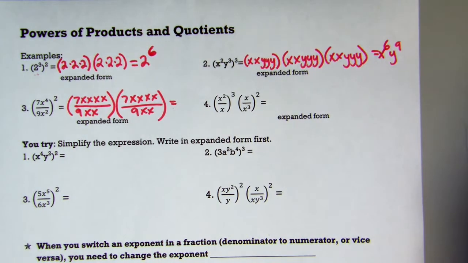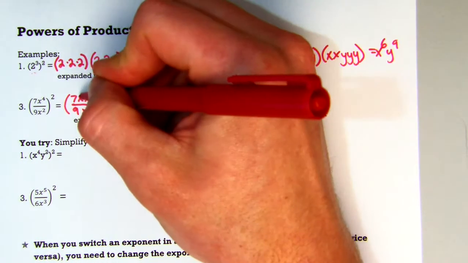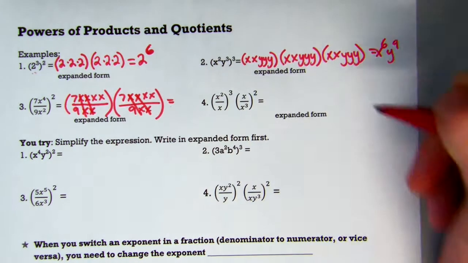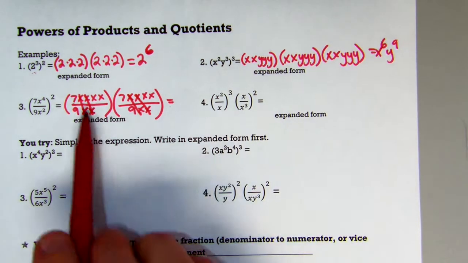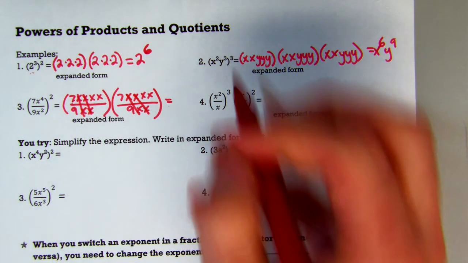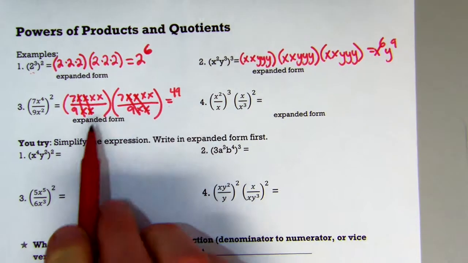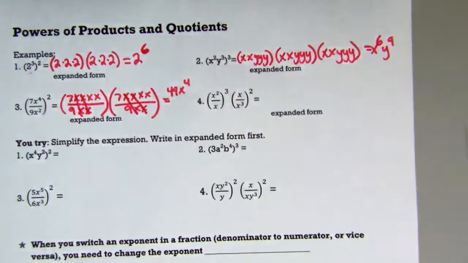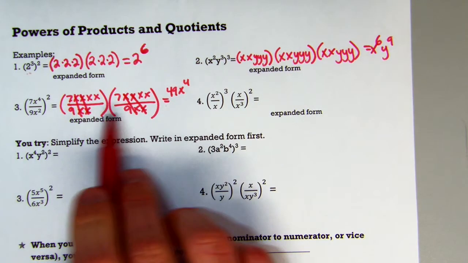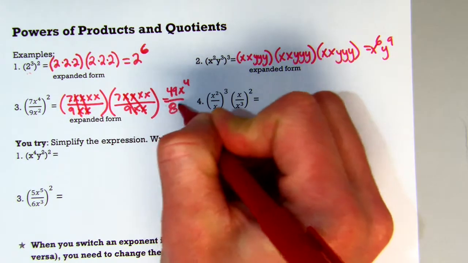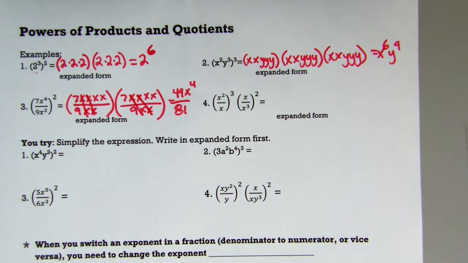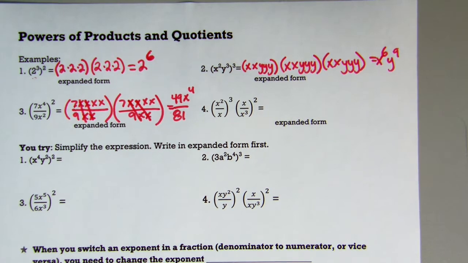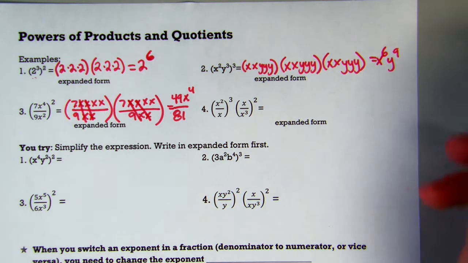Okay. So now that I've written it out, I'm going to cancel out anything I can. So I can cancel out 1, 2, and then 1, 2. Now I'm going to solve it. 7 times 7 is 49. And then I have 4 x's, so x to the 4th power there. 9 times 9 is 81. So 49x to the 4th power over 81.